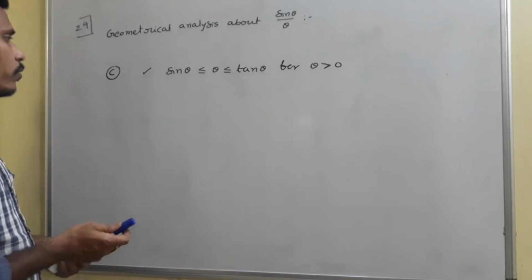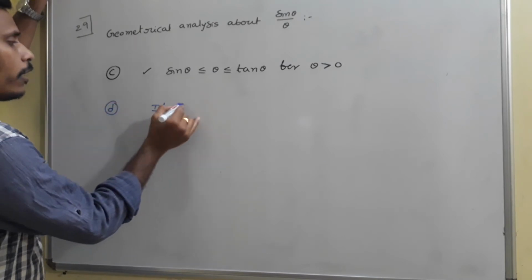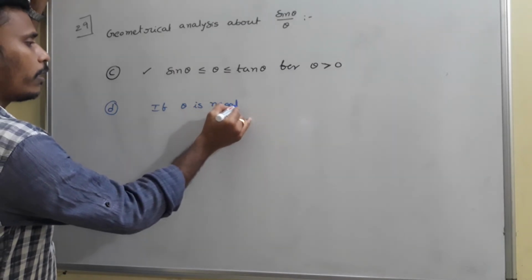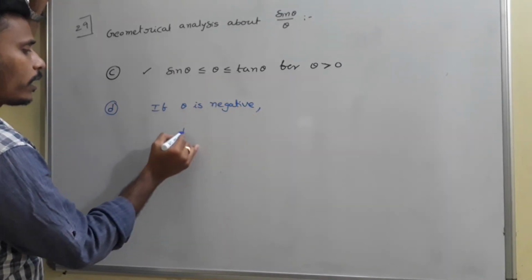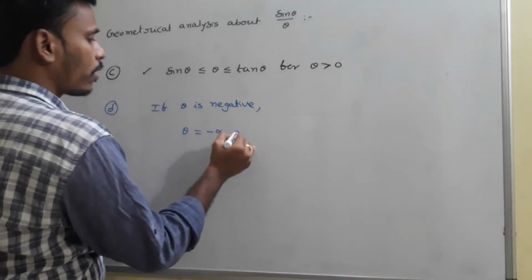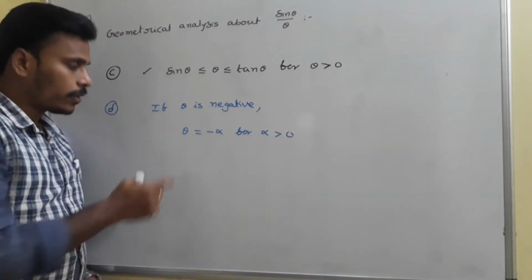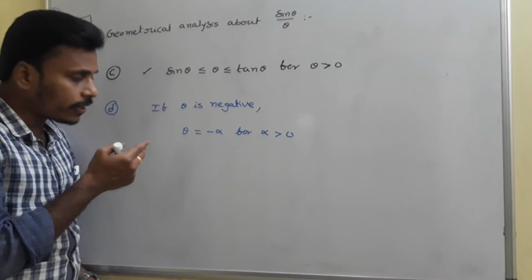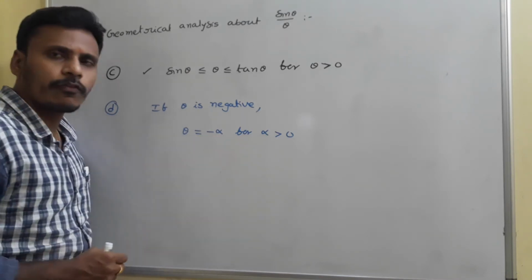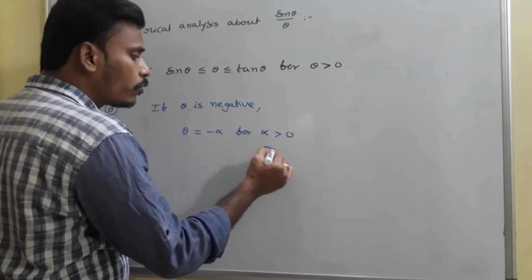Now, if theta is negative, what do you say? If theta is negative, we are very clear. So theta is equal to, you just take some minus alpha for alpha greater than 0. Is there anything wrong? Theta negative, right? So since it is negative, it is minus of some positive quantity. You may say minus alpha, and that alpha for sure is positive, right? Since alpha is positive, what do we have?